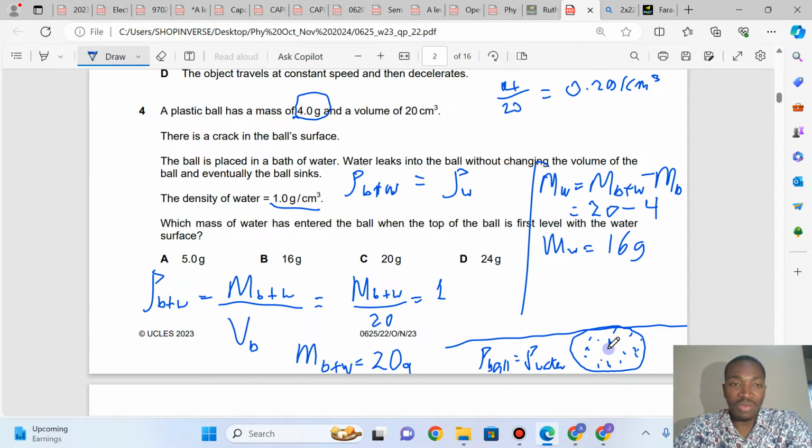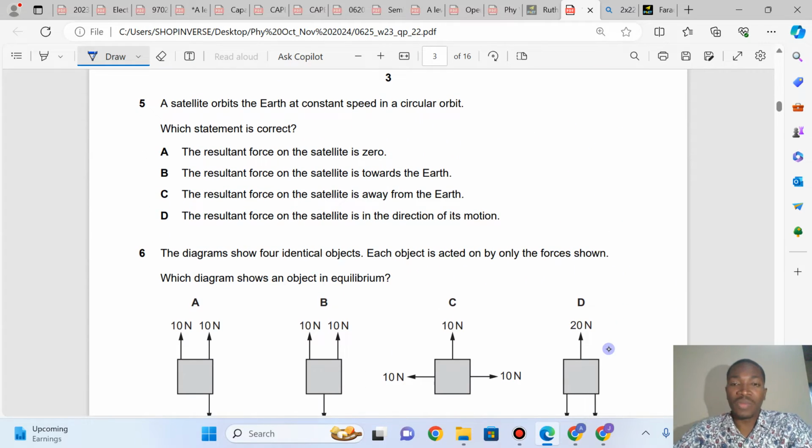If this is not clear, please, you may watch how I solve this number 4 again to make it clear to you. Get used to watching the video of a question over and over again till you understand it, and then you proceed.